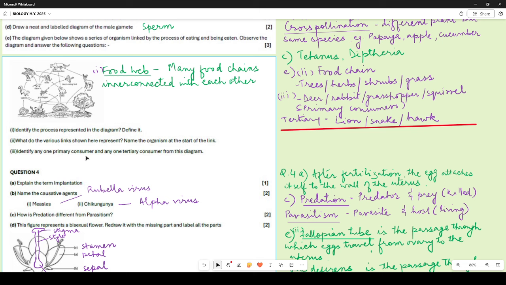Identify one primary consumer and any one tertiary consumer from this diagram. So primary consumer can be deer, it can be rabbit, it can be grasshopper, it can be squirrel. So these are primary consumers. Now you have to identify a tertiary consumer. So this lion, mountain lion, the snake, the hawk, all these constitute the tertiary consumers. So you can mention any one of them.